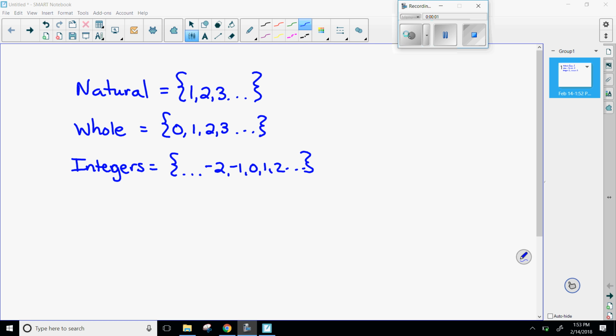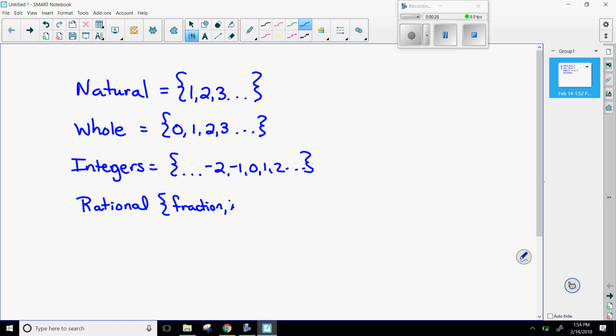Then what's after the set of integers? No, there's something between reals and integers. We have two different breakdowns of sets from there. It's called rational numbers, which means you can represent it as a fraction. It's going to be your integers in addition to fractions.